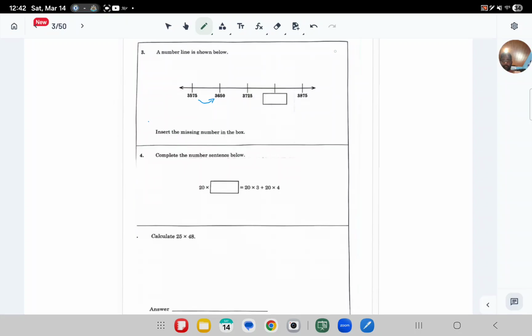In this case, to calculate from 3,650 to 3,575... We know the pattern was increasing by 75. So we were adding 75. So we found out the pattern rule is plus 75. So to find out what the next digit is, it would be 3,725, add 75, and that will give us 3,800.